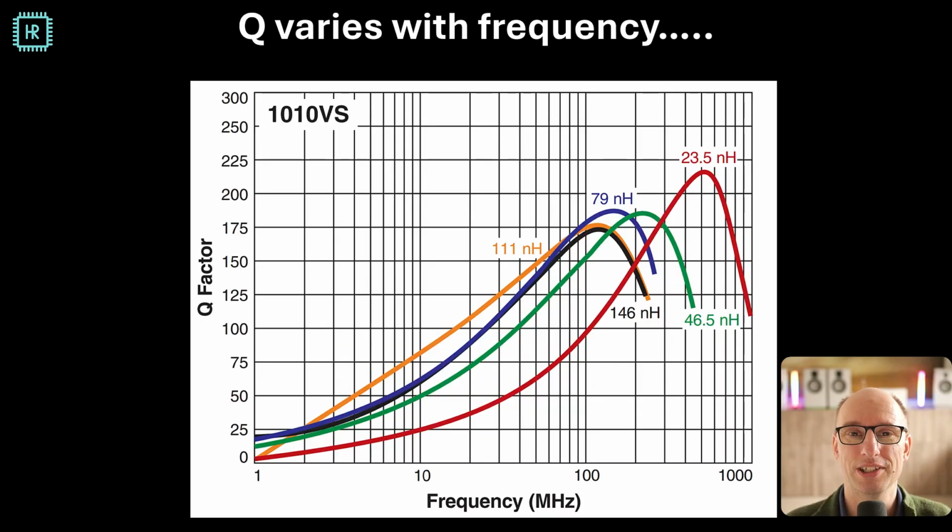Another thing that's good to realize is that the Q factor of an inductor is never constant versus frequency. On this graph, you see the Q factor versus frequency for a Coilcraft inductor series, and you see how it varies from basically 0 at 1 megahertz up to something like 220 at something like 600 megahertz. By the way, these are incredibly good coils. So this explains why we got different Q factor values at different frequencies in the measurements.